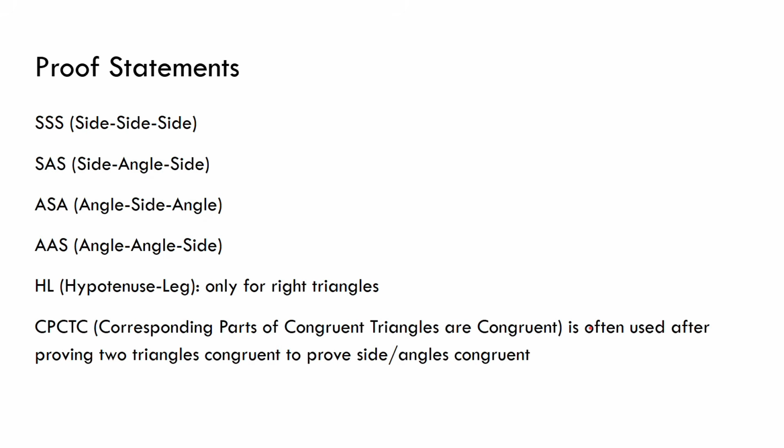So here are just some proof statements for congruency, not similarity. So the side-angle-angle and angle-side-angle. And also the hypotenuse leg situation, which is only for right triangles. And then CPCTC, which is often used after proving 2 triangles congruent to prove angles or side lengths congruent to each other. So the hypotenuse leg is basically where you have to prove the hypotenuse of a triangle and the leg of a triangle congruent to each other to prove that it's a right triangle.